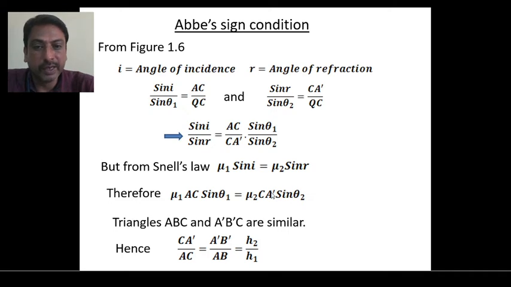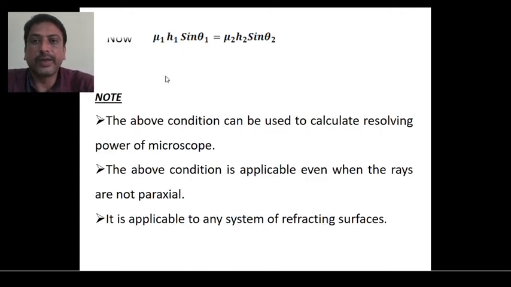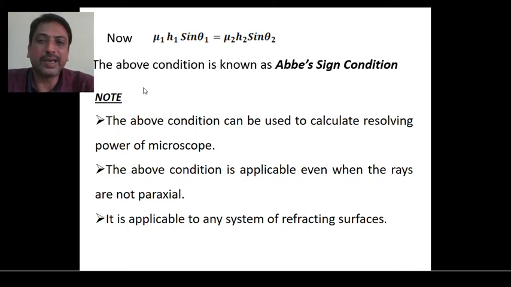So in this equation, CA' is going to be replaced by H2 and AC is going to be replaced by H1. So here it is. Now instead of those two, I have replaced by H1 and H2. So therefore mu1 H1 sin theta 1 is equal to mu2 H2 sin theta 2, and this condition is known as Abbe's sine condition.